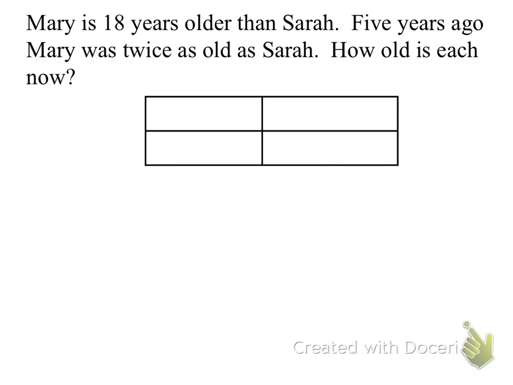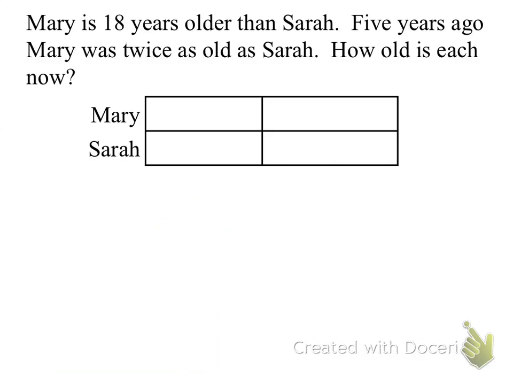Who are we comparing? Mary and Sarah. Only this time my time is broken up by what? 5 years ago and now. Because they say Mary is 18 years older than Sarah. That's the now. 5 years ago. So this box is going to be age now, and this box is going to be what? Yes, X minus 5? No. Yeah, it's going to be 5 years ago.